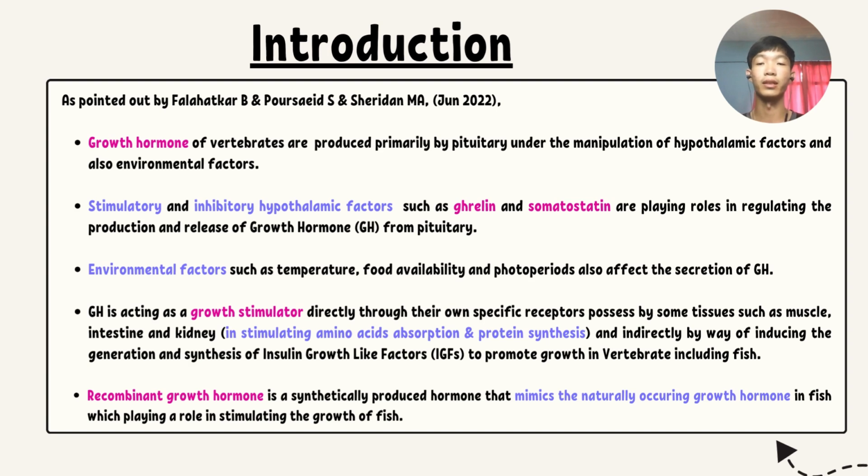Growth hormone acts as a growth stimulator directly on specific receptors possessed by some tissues such as muscle, intestine, and kidney, and indirectly by way of inducing the generation and synthesis of insulin-like growth factors to promote growth in vertebrates, including fish. Recombinant growth hormone is a synthetically produced hormone that mimics the naturally occurring growth hormone in fish, which plays a role in stimulating the growth of fish.